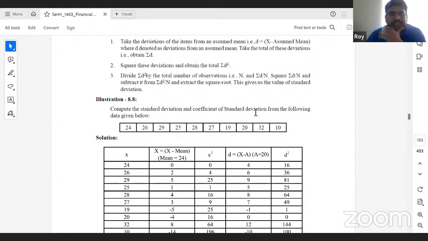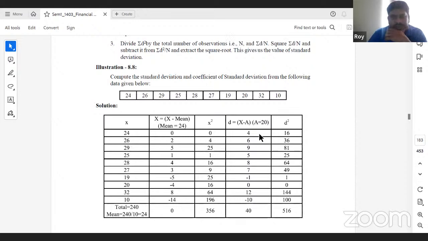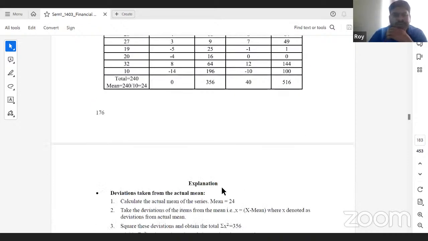I think the assumed mean will be given in the question. They will give it in the question, and you subtract it from the values: 24 minus 24, 26 minus 26, and 29 minus A. It will come from the question. Once you calculate this, you square this d. D square is 16, 36, 81, and so on, you will get this.